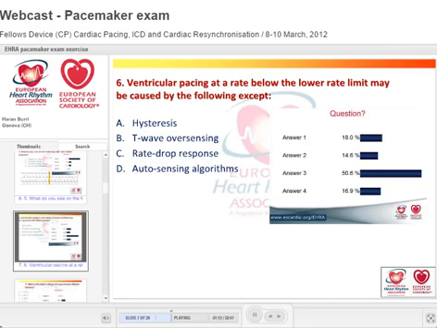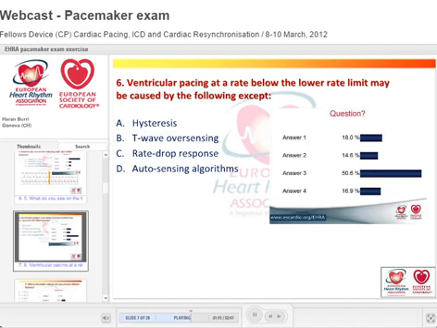Okay, that's true. Ventricular pacing. I think I take that ventricular pacing at a rate below the lower rate limit may be caused. Okay, so actually the wording should be a little bit different. It will allow the heart rate to be below the lower rate limit, and it will pace at the lower rate limit. Fair enough, but you sometimes have situations where you're hesitating with the two. You should take the one that is more likely to be wrong.